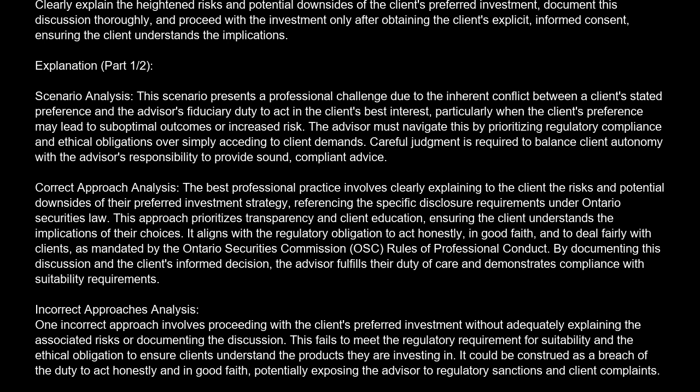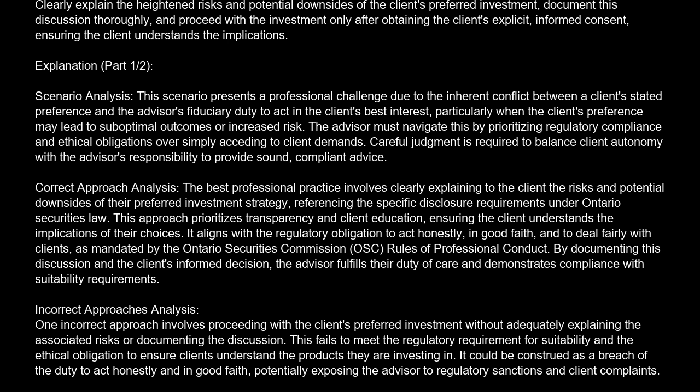By documenting this discussion and the client's informed decision, the advisor fulfills their duty of care and demonstrates compliance with suitability requirements. Incorrect approaches analysis. One incorrect approach involves proceeding with the client's preferred investment without adequately explaining the associated risks or documenting the discussion.